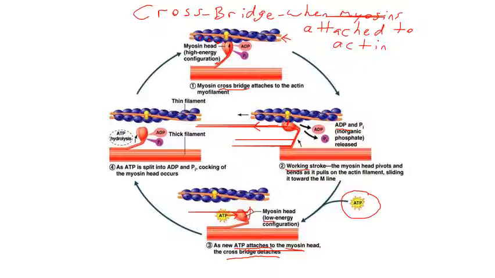Okay, so in order for it to get to its upright position, ATP needs to be split into ADP and the phosphates. Once it does this, they call this the cocking of the myosin head, but it just means when the myosin's head is upright. So now it's ready for another contraction.